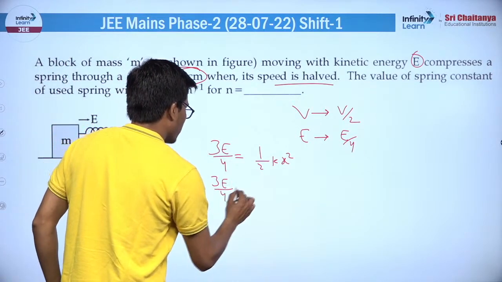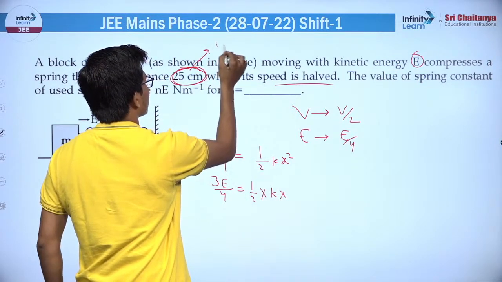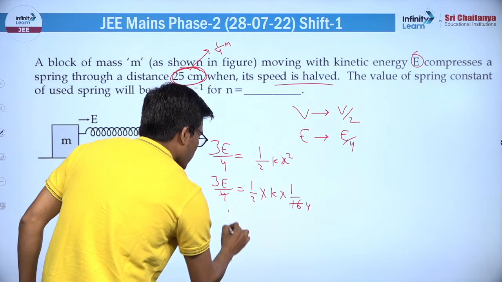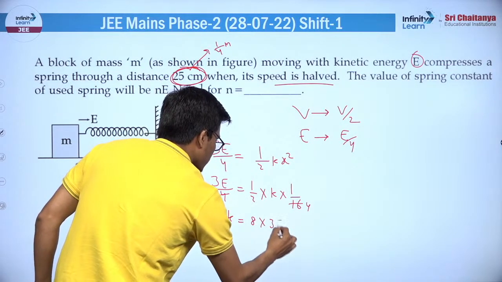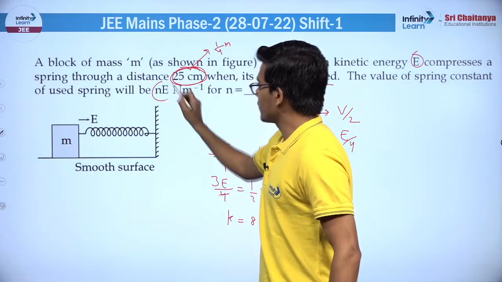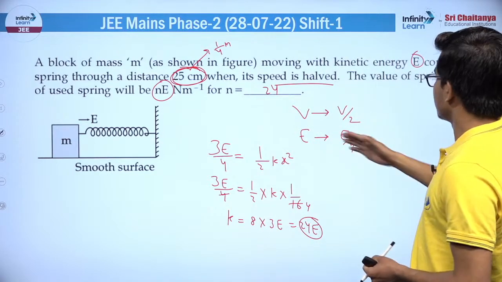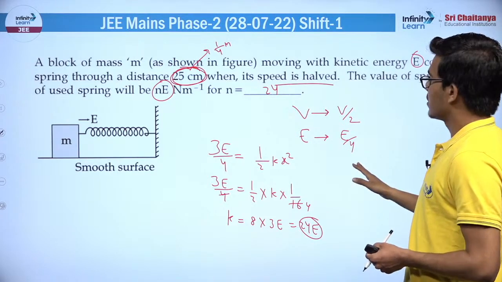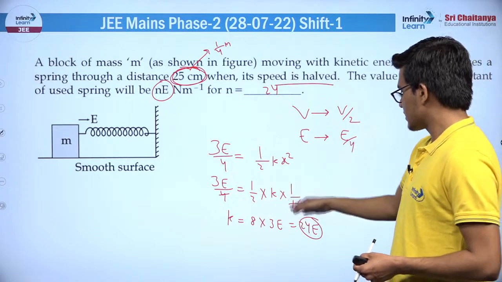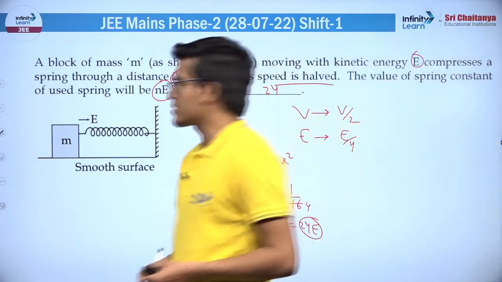So 3E by 4 is equal to half k x square. x is given as 25 centimeter, which means 1 by 4 meter, so that will be 1 by 16. So k value will be 8 into 3E, that is 24E. Just compare with this expression, the value of n will be 24. I hope we haven't made any calculation mistake here. Speed is half, so kinetic energy will be E by 4, obviously the change will be 3E by 4, equal to half kx square. x is 1 by 4, yes, so 1 by 16, and 24 is the final answer.